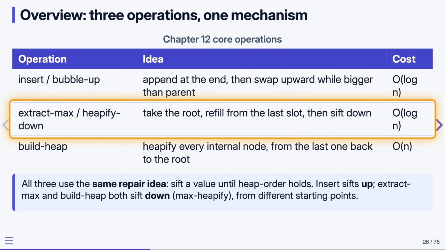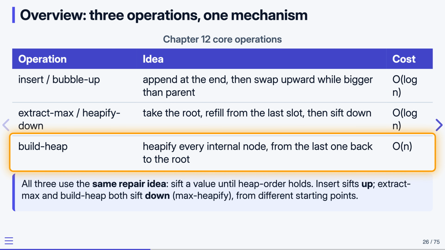The second is extract max, also called heapify-down. We take the root, refill from the last slot, then sift that value down. The cost is again big O of log n. The third is build-heap. We heapify every internal node from the last one back to the root. The cost is big O of n.